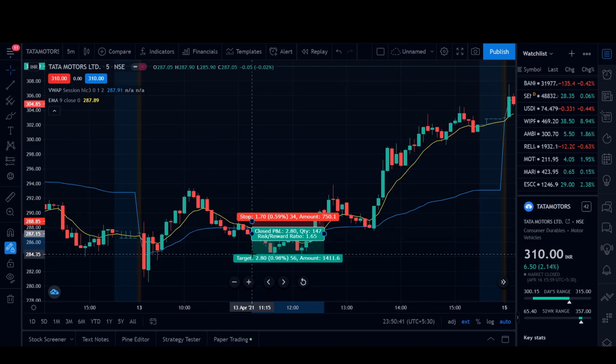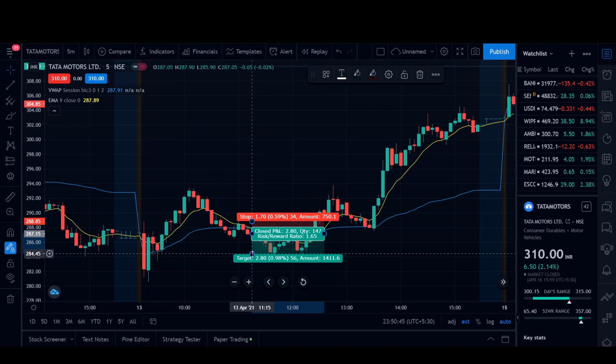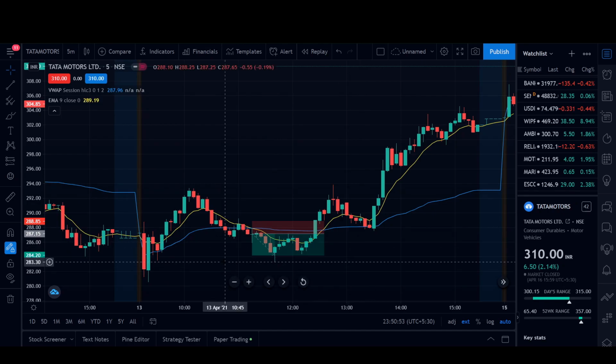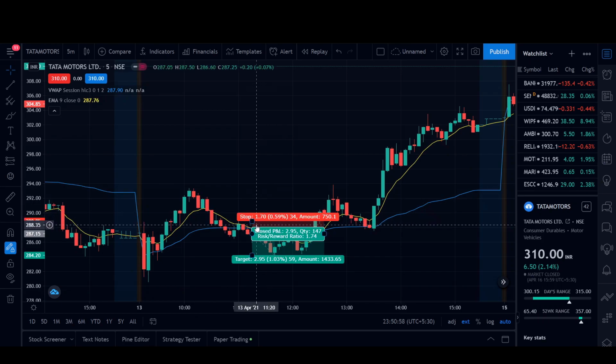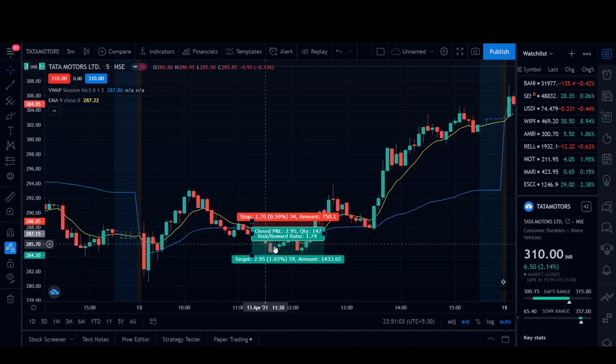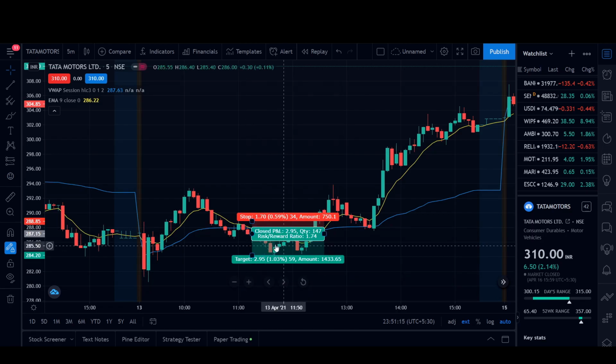All right. So as we can see here, the target of 1% has been achieved again by following the strategy. Again, as I said, when you're shorting it, the stop loss will be just above the VWAP, and your target over here will be 1%, 1.5% at max. And I suggest keep it 1%.